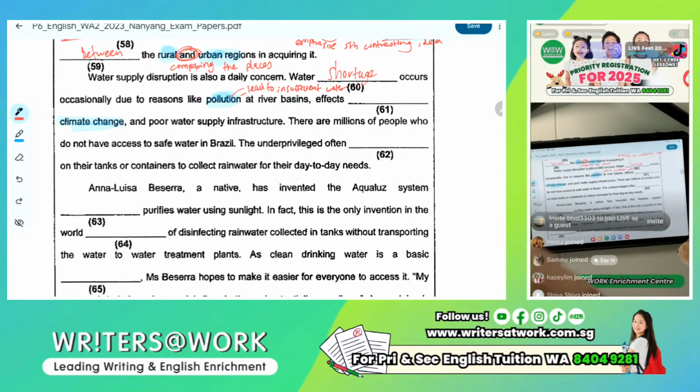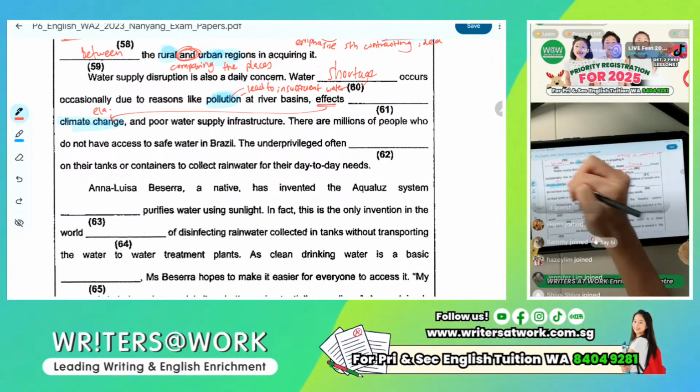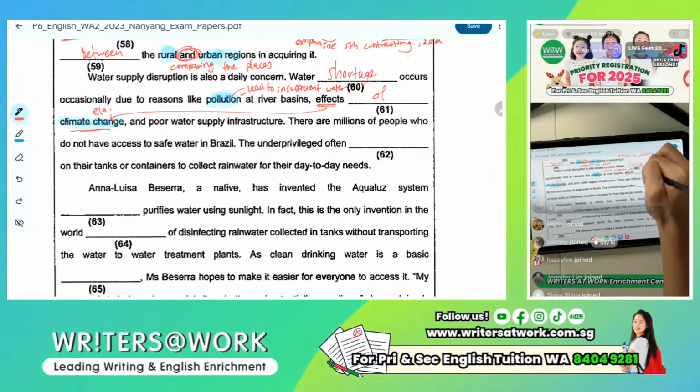Effects dash climate change. So we are talking about how these effects are, this is the elaboration here. What is the effect? The effects related to this climate change. There are millions who do not have access to safe water in Brazil. The underprivileged often dash on their tanks and containers to collect rainwater for their day-to-day needs.